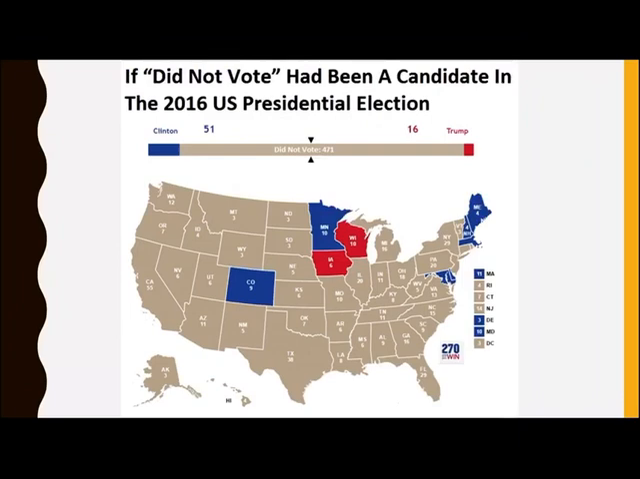So if did not vote had been a candidate, did not vote would be our president. We would have total anarchy, or some guy whose parents named him Did Not Vote, which would be just as weird. But this shows that more people who were able to vote did not vote than voted.